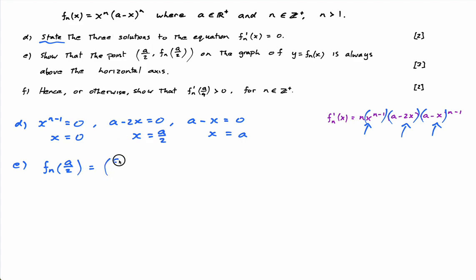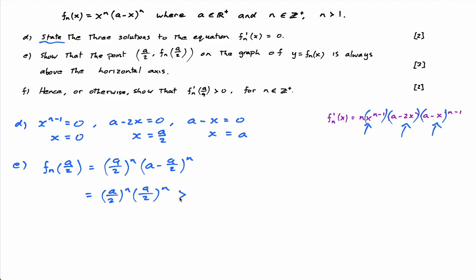So I get a over 2 to the power of n times a minus a over 2 to the power of n, and this equals a over 2 to the power of n times a minus a over 2 is a over 2, so it's a over 2 to the power of n. You could make this a over 2 to the power of n squared, and then obviously anything squared has to be positive. But it's even easier than that. You don't even need that, because a is positive and n is positive, so this is definitely bigger than 0.